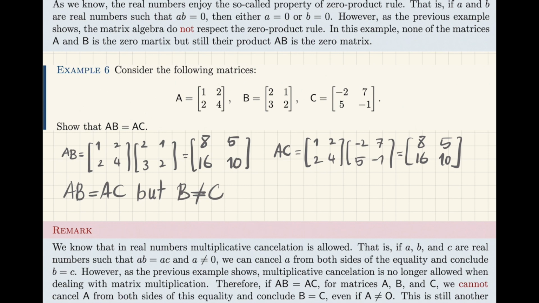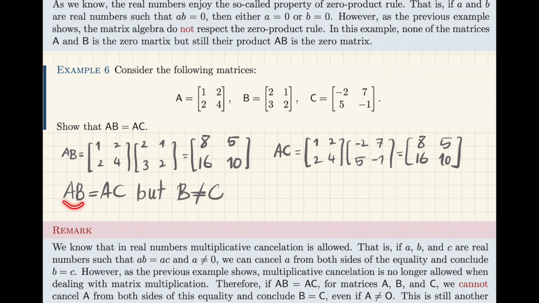So this means that if you see that AB is equal to AC, you know that in numbers, if A times B is equal to A times C, and if I guarantee that this number is not 0, then you are on the safe side. There are no other possibilities. B has to be equal to C. But this is not working for matrices.